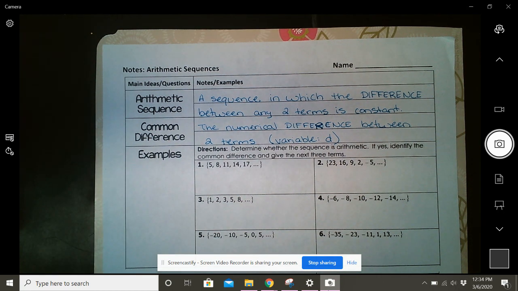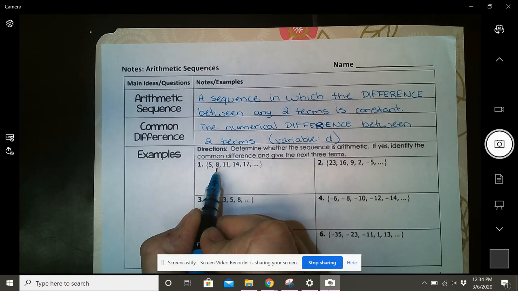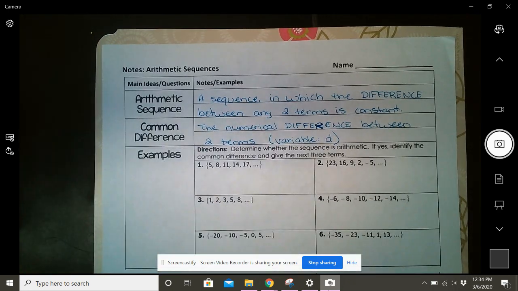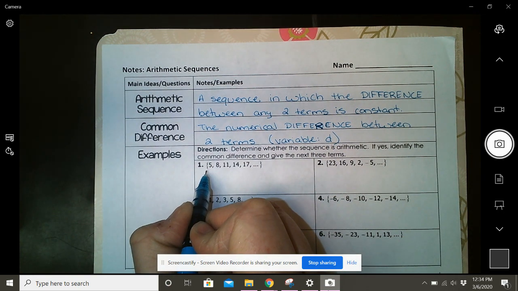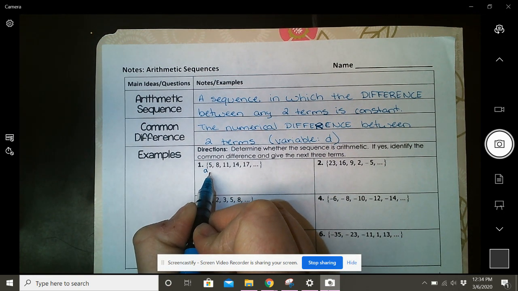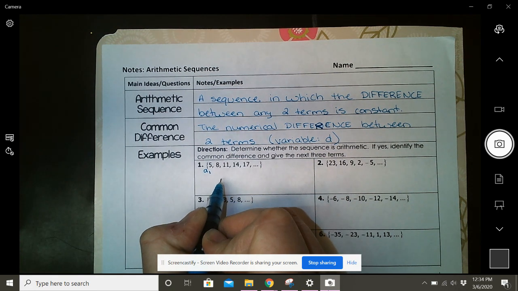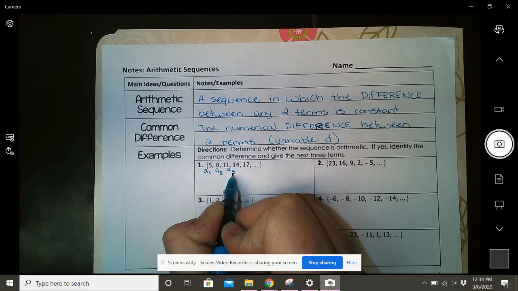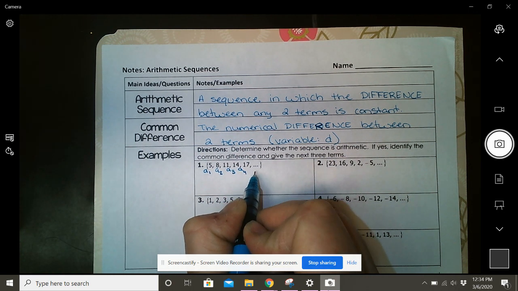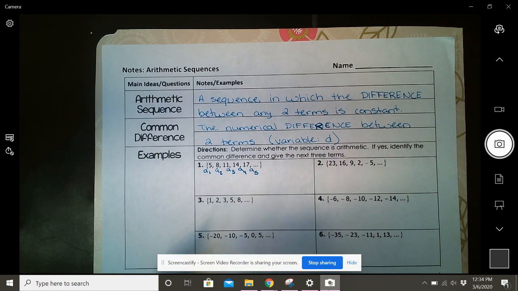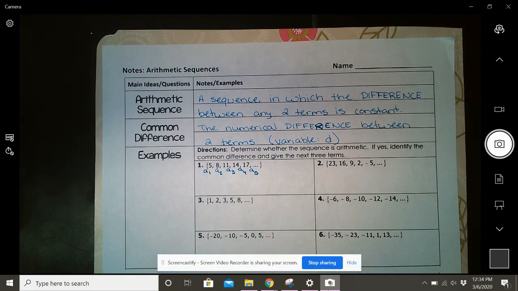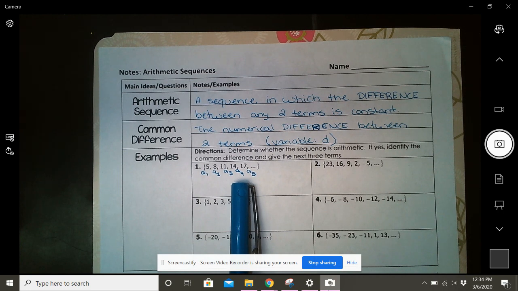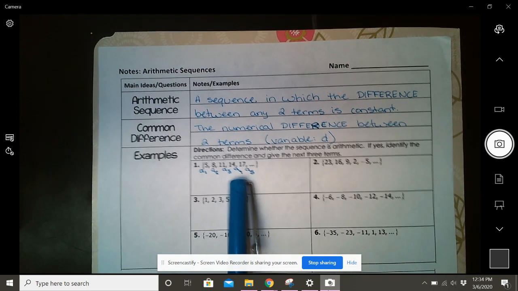I want to introduce a little bit of notation here. Each of the numbers in this sequence is called a term, and to write the term, we write it like this. We use A sub 1, A sub 2, A sub 3, A sub 4, and A sub 5. So we've been given 5 terms of this sequence. So if I said, everybody, what's the fourth term of the sequence? You would look at A sub 4. The fourth term is 14.